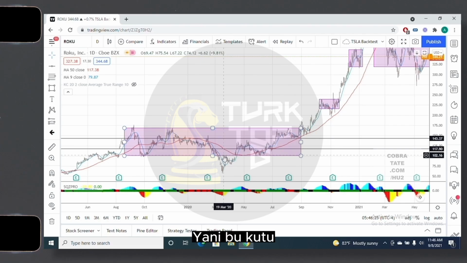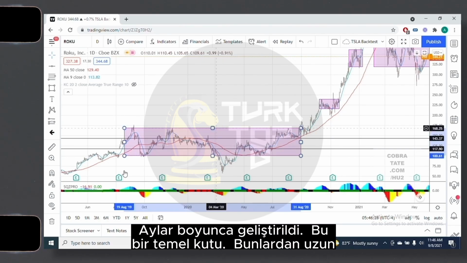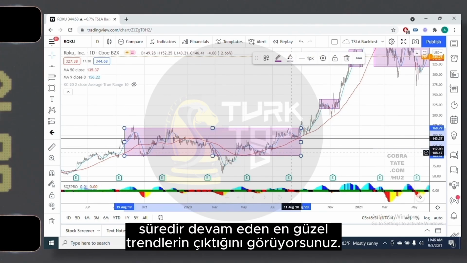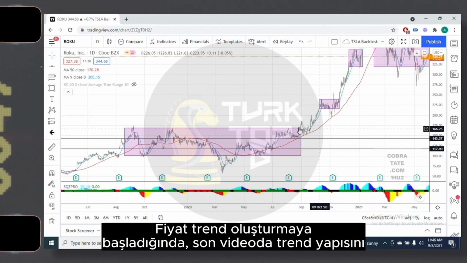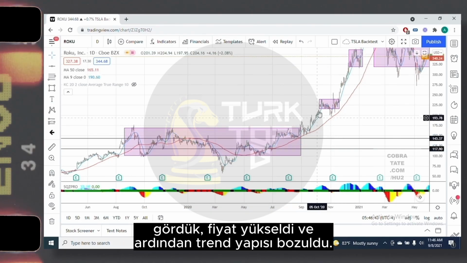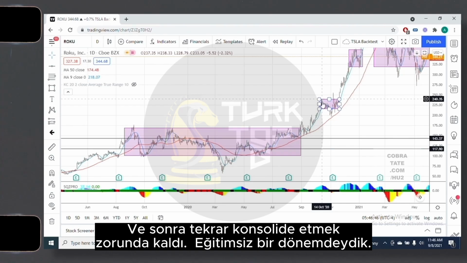All right, so this box developed over months. That's a base box. You see, from these comes out the most beautiful trends that run for a long time. Once the price starts trending, we saw the trend structure in the last video. The price ran, then the trend structure broke down, and then it had to consolidate again.